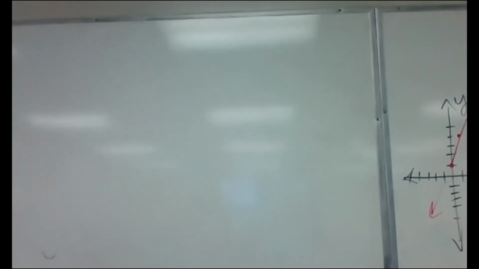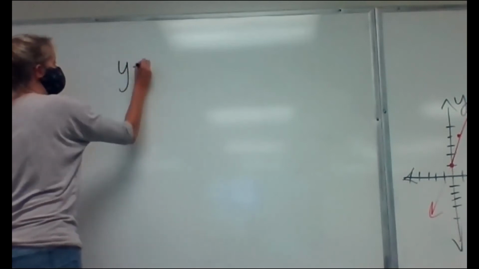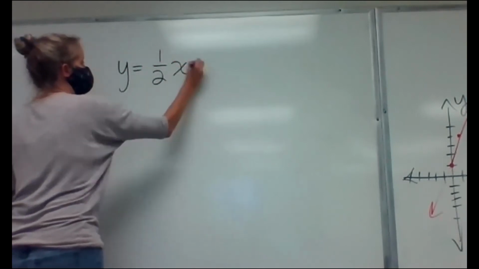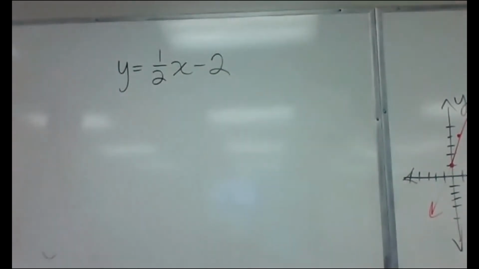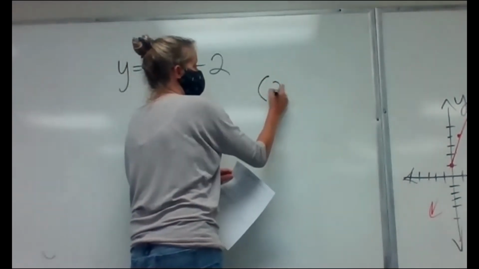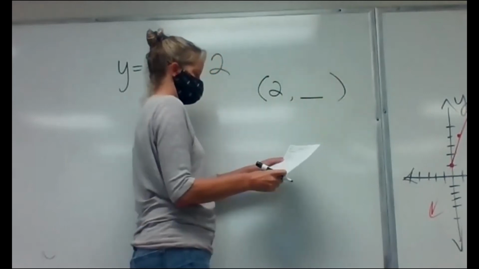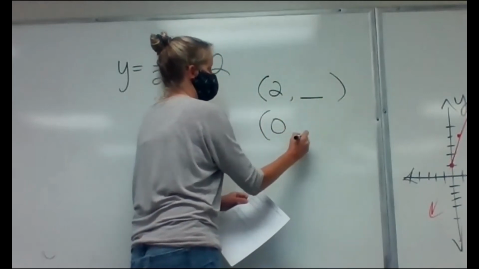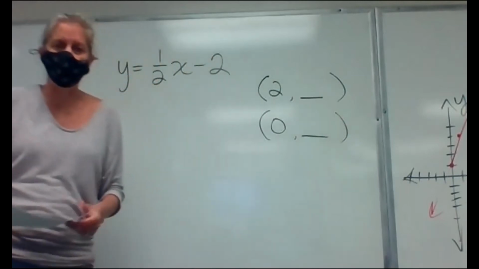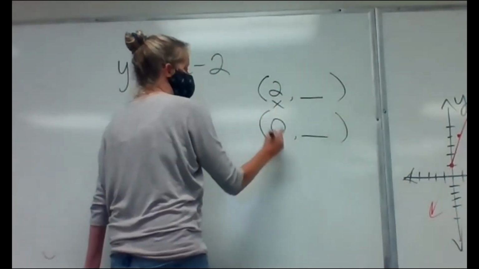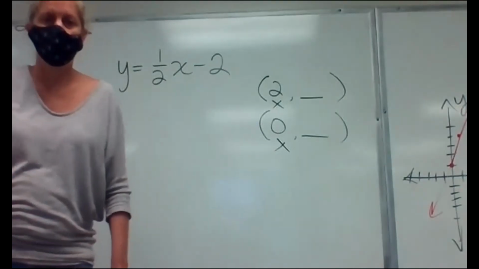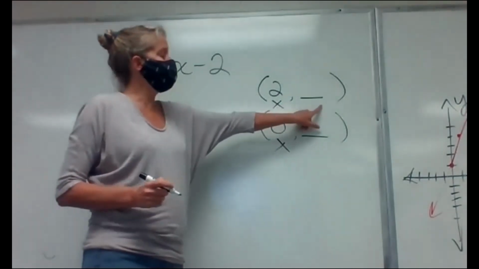It says, graph the equation by plotting points. The equation is y equals 1/2 x minus 2. Now, this one tells us part of the points that it wants us to graph. It wants the point 2, blank, and 0, blank. So it tells us what it wants the x coordinates to be. We need to find the y's that go with them.